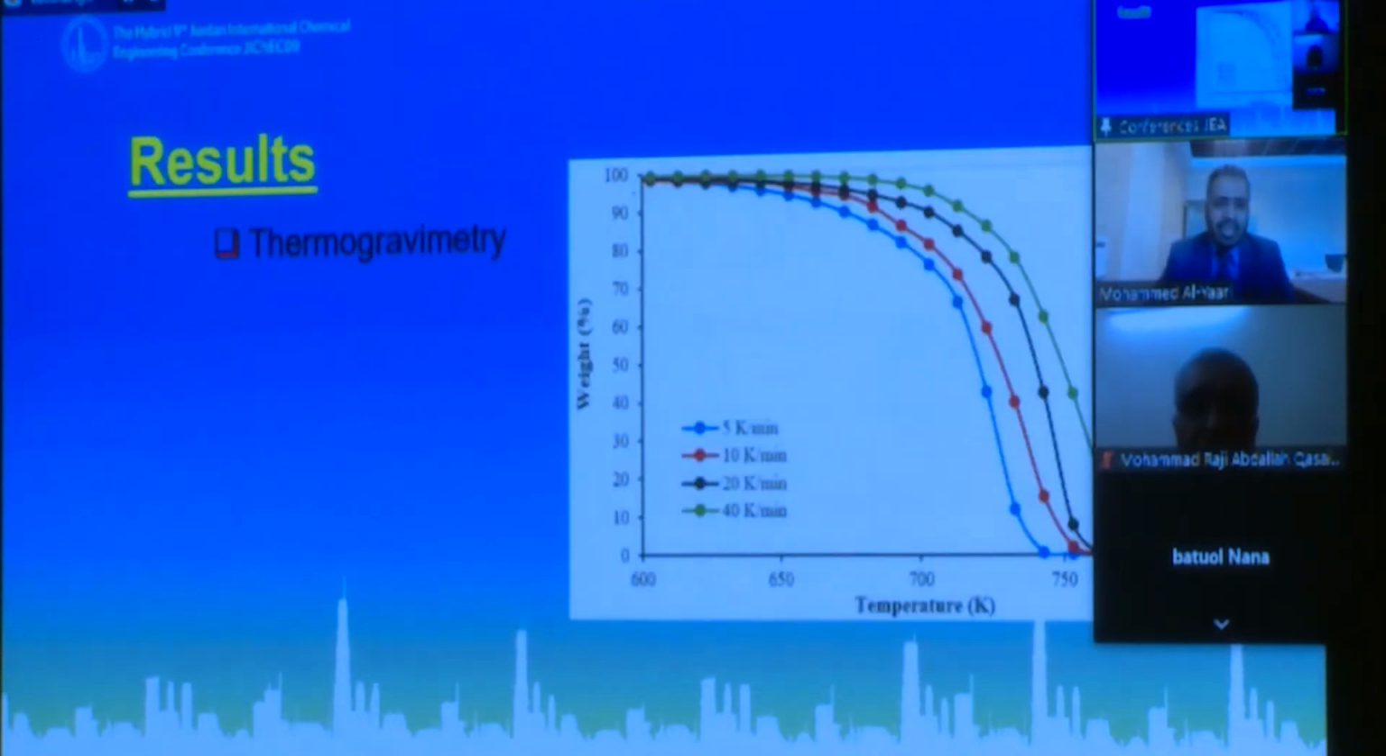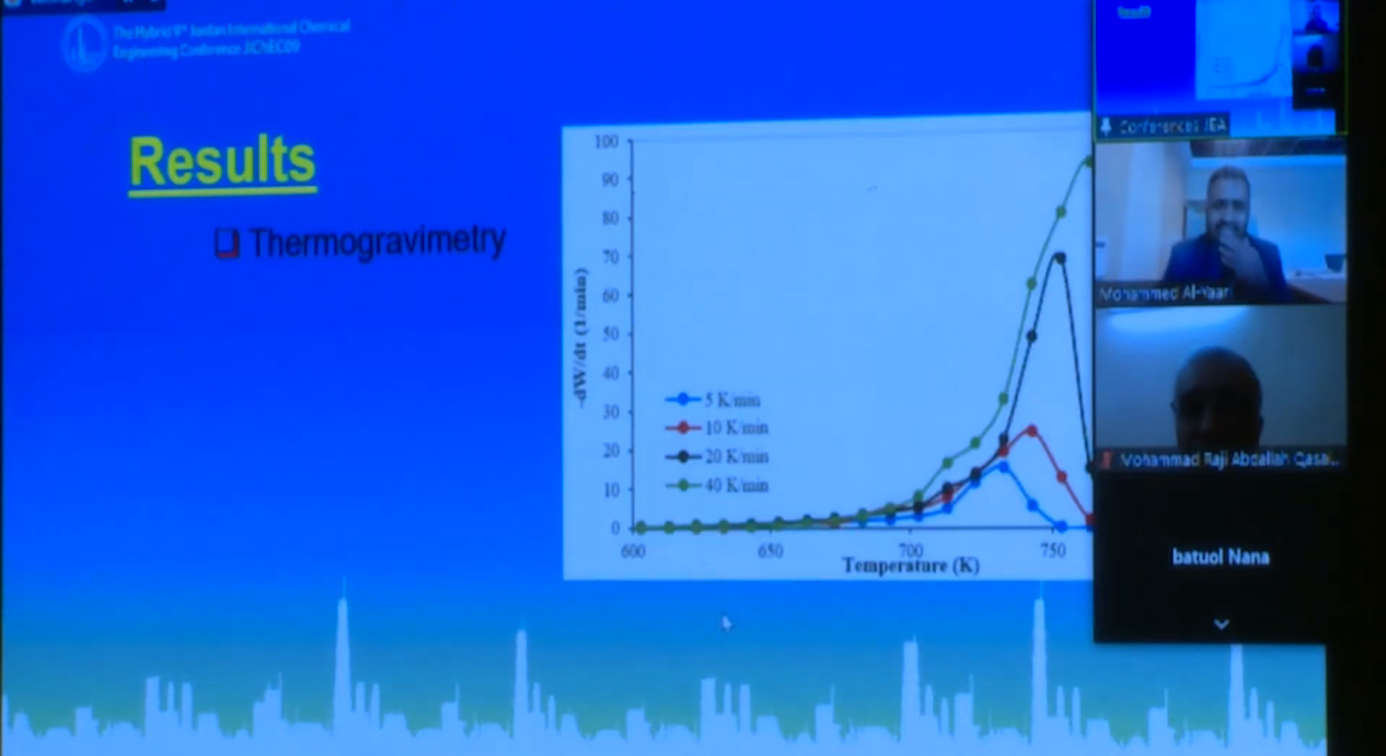Starting with the thermogravimetric analysis, the TGA curves, as you can see here, as the heating rate increases, the onset temperature, the peak temperature, as well as the endset temperature shift to the right, to the higher temperatures, or we can say that the weight loss is reduced by increasing the heating rate.